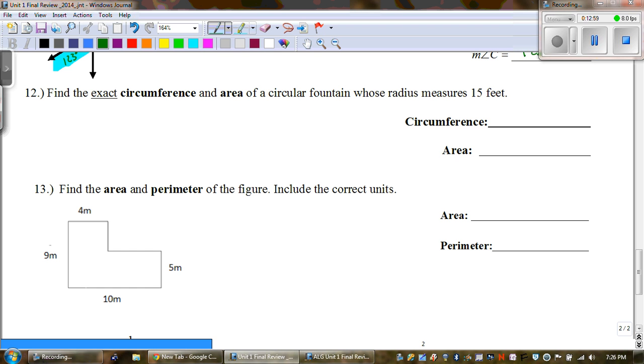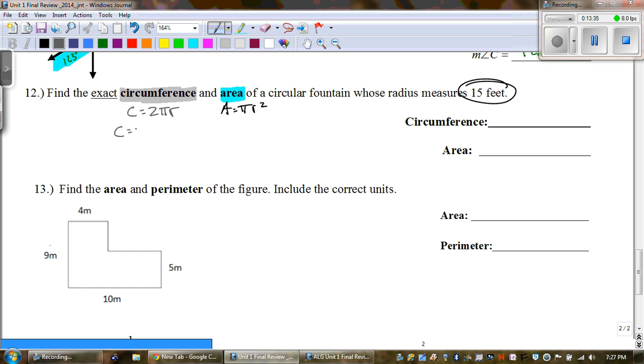All right. Find the exact circumference and the area of a circular fountain whose radius measures 15 feet. All right, now here's the thing. We need to know the two formulas. Now, if you remember, twinkle, twinkle, little star, circumference equals 2 pi r. Okay, so that means that the area is pi r squared. Okay, and 15 is the only number we need to worry about.